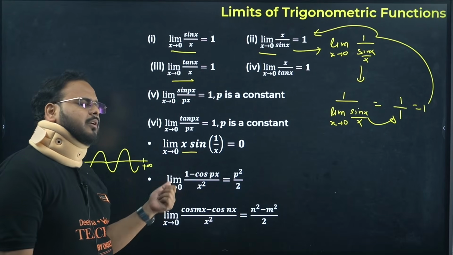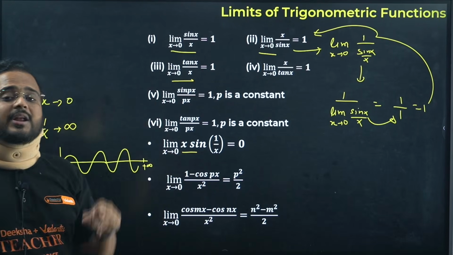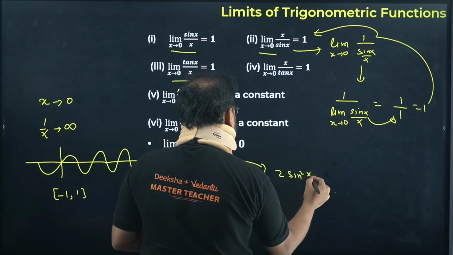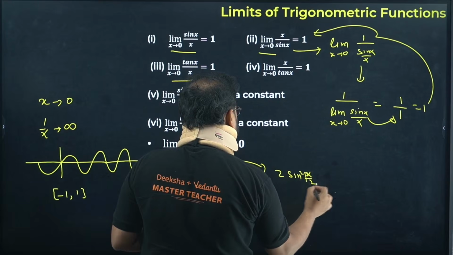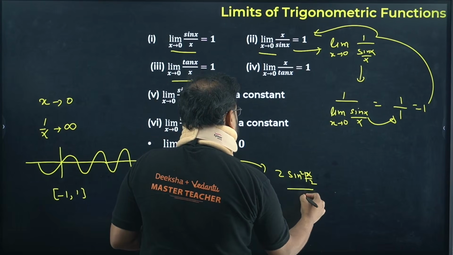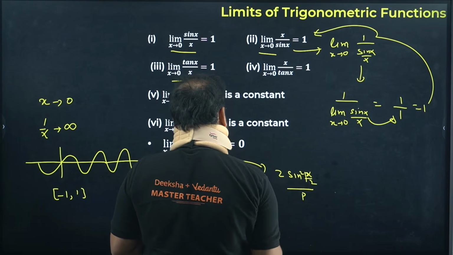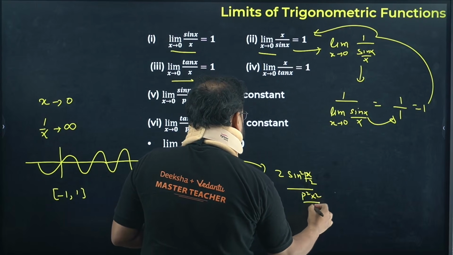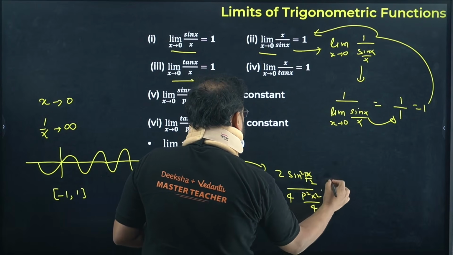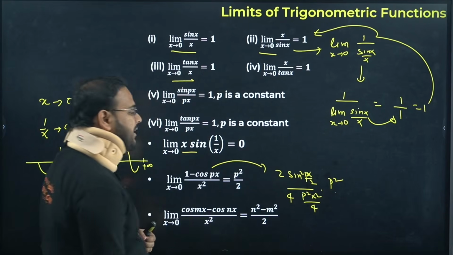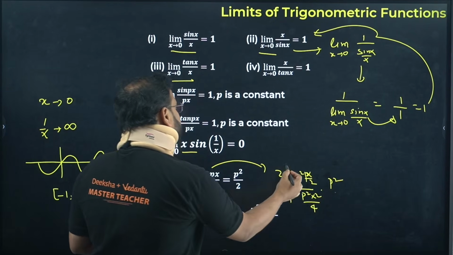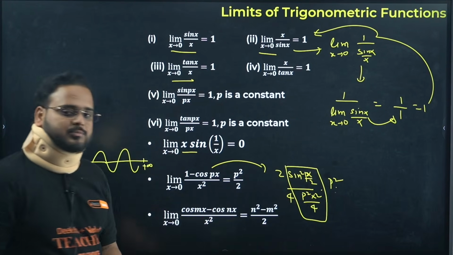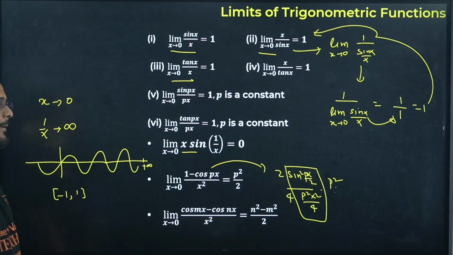How do we solve it? We write 1 minus cos x as 2 sin square x by 2. Here also take x square as p square x square by 4, so put 4 here, and multiply with p square here also. You can check, this value will give me 1, and the remaining gives me p square upon 2. Please simplify this.